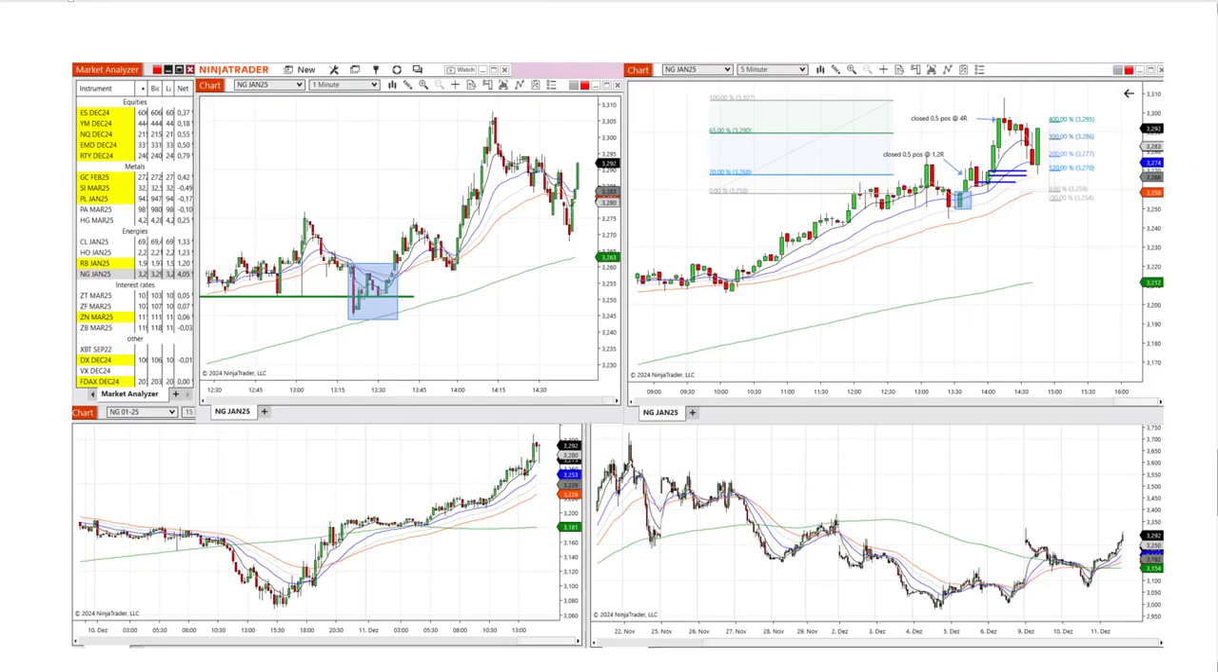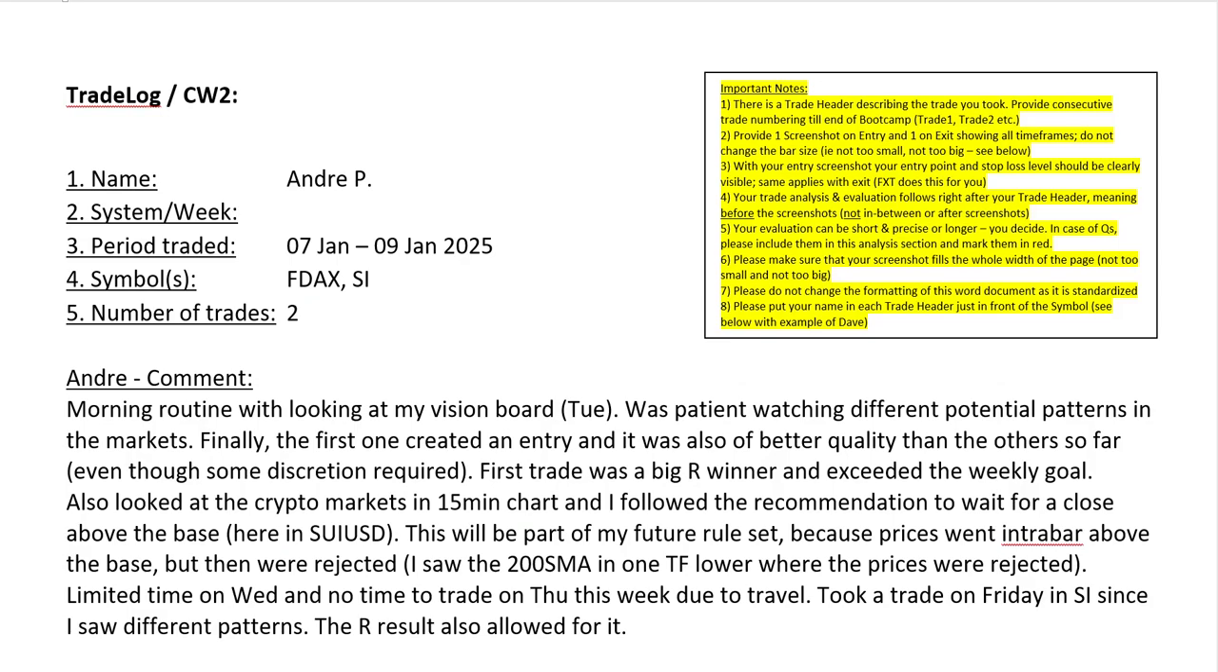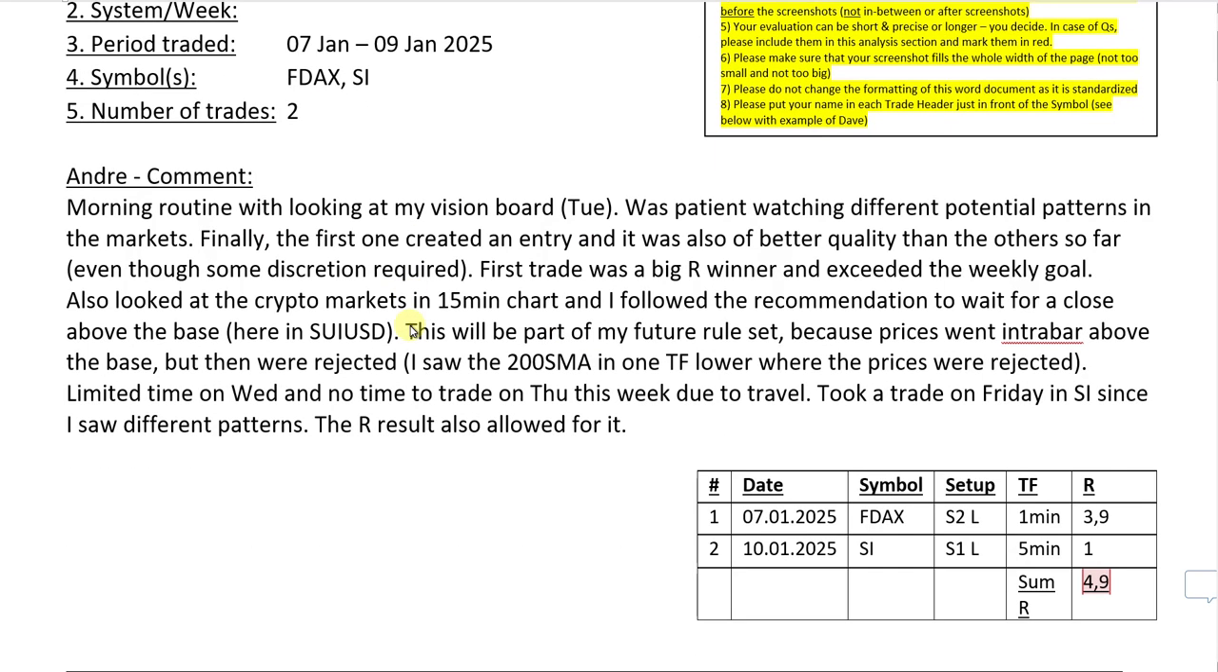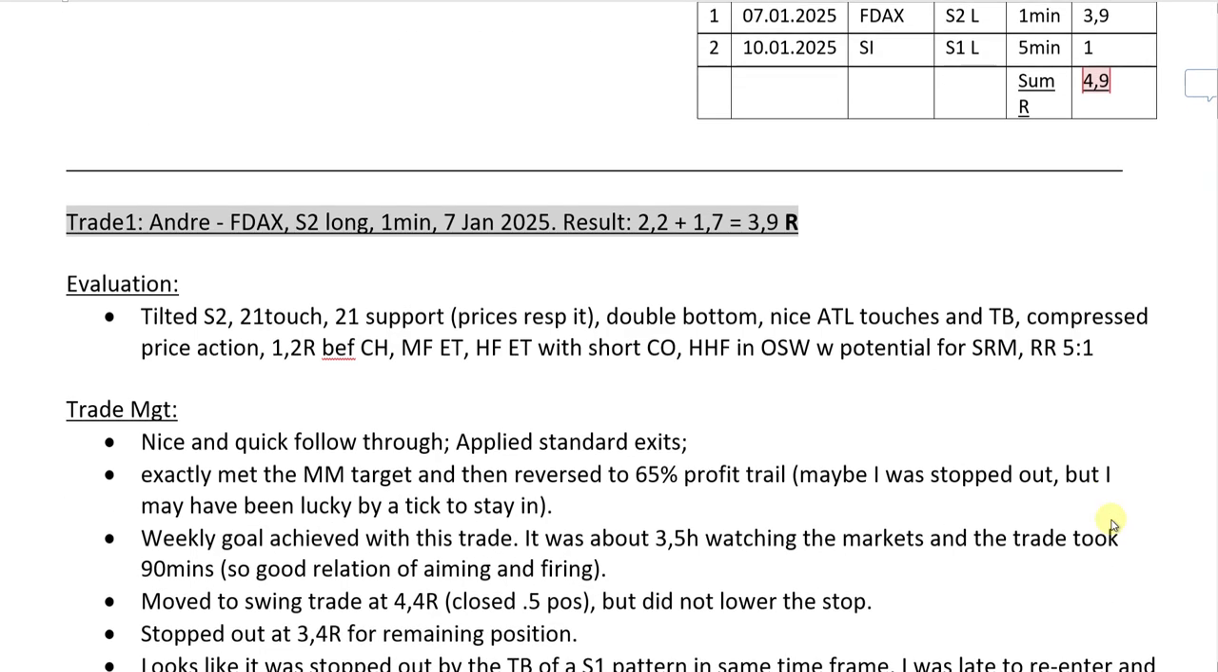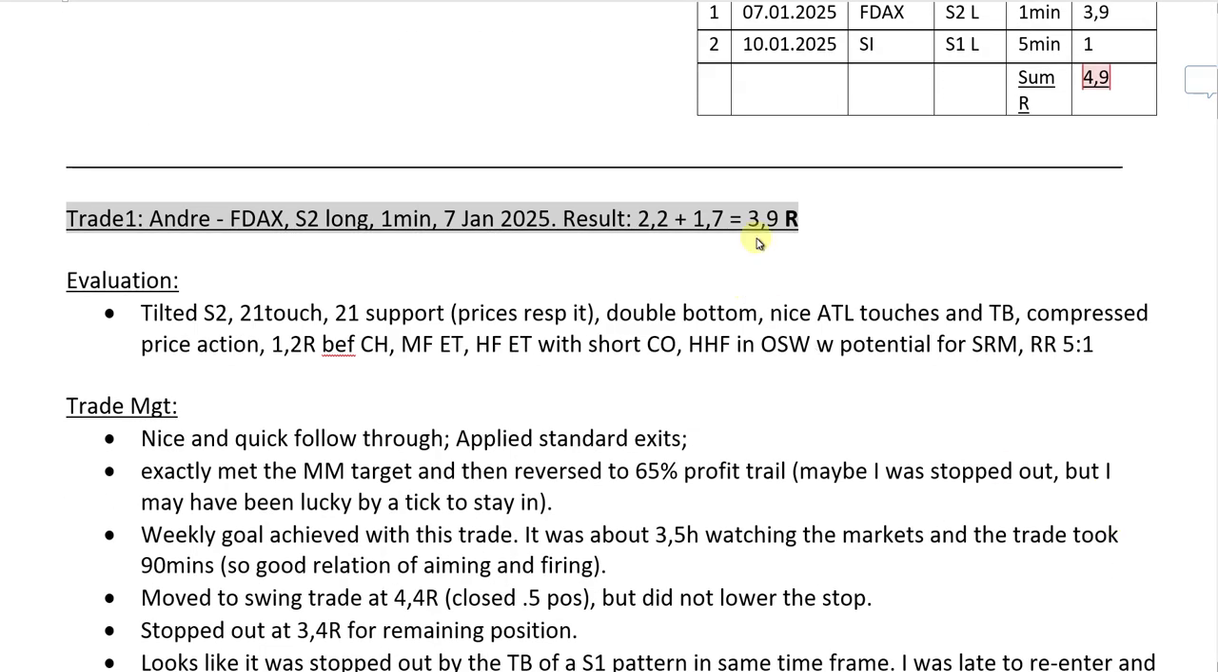Let's have a look now at his first trade log of the year. So this is it. Second week of January, he traded the FDAX and silver. Let's have a look at it. Okay, two trades, 3.9 R. That's probably his first trade of the year. Fantastic, right? One trade, 3.9 R. One good trade is enough to meet the weekly target. That is 2 R, so that's a 3.9.